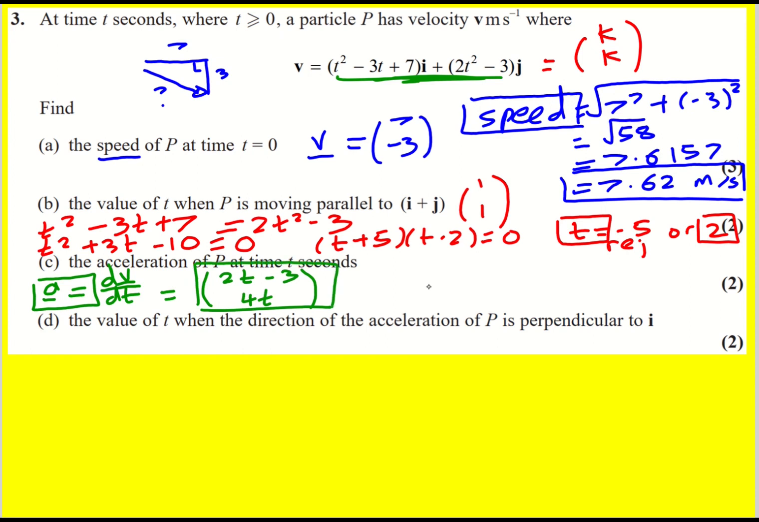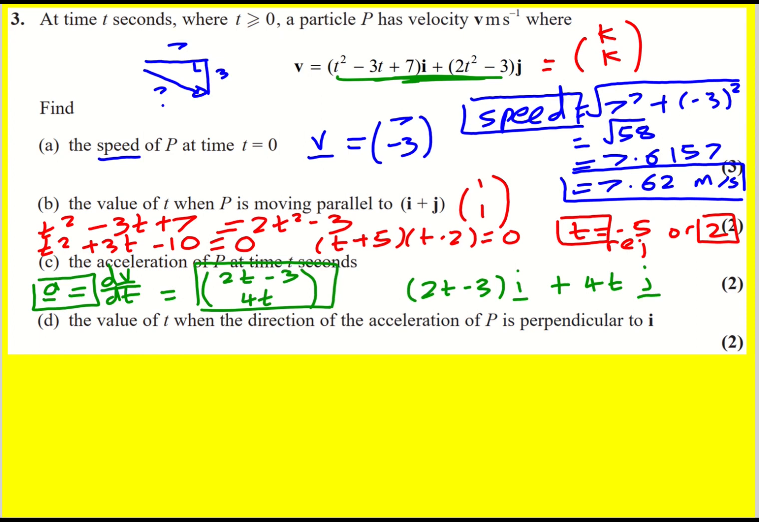You could alternatively write it as (2t minus 3) in brackets i, and then plus 4t j. By the way, I always underline my vectors because it just makes it clear, and that is the convention, especially when you have scalar quantities going on as well.